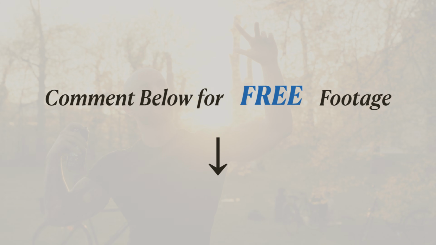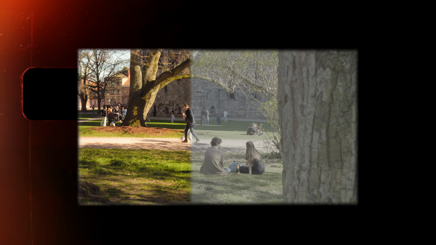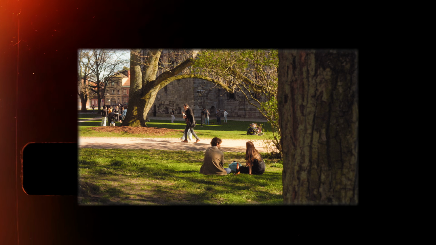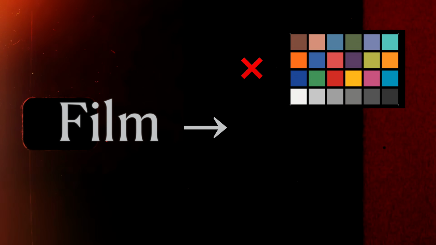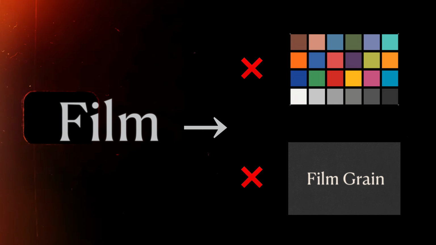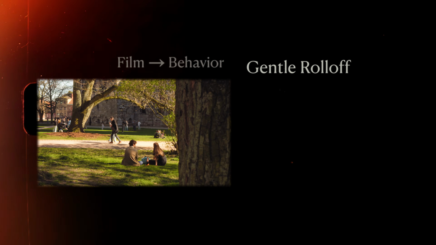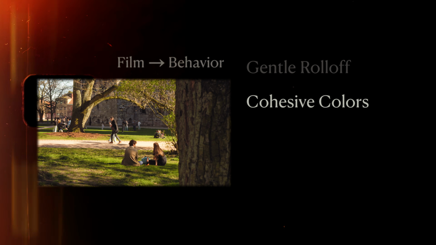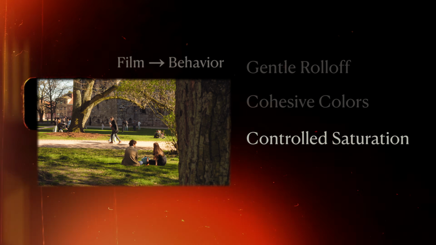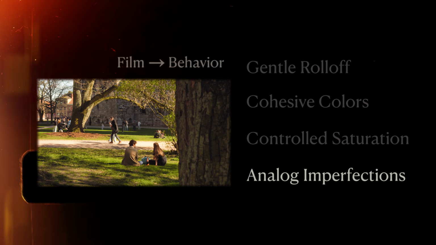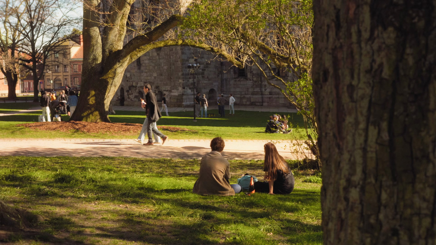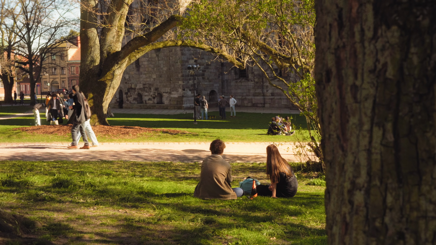In order to make your digital footage look filmic, we must first break down the characteristics of film. Film is not just a color palette or a film grain overlay. Film is a behavior. Highlights roll off more gently, colors feel more cohesive, saturation is richer but more controlled, combined with analog imperfections such as halation, glow, and film grain. These behaviors are what give film its organic character.